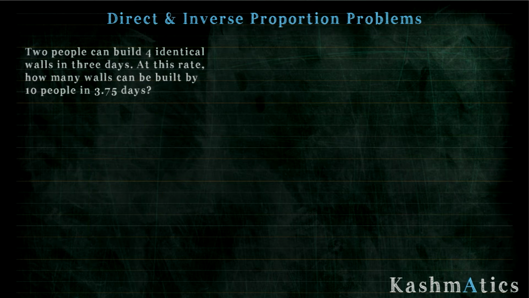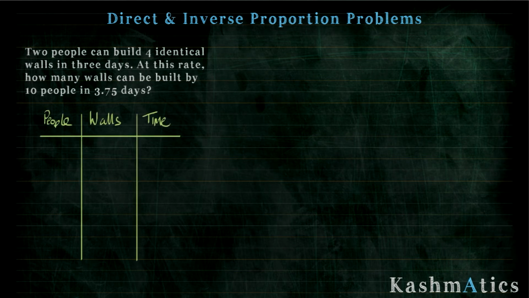Right, next question. 2 people can build 4 identical walls in 3 days. At this rate, how many walls can be built by 10 people in 3.75 days? So just like before, I've got to keep track of 3 different things here. I need to know the number of people, the number of walls, and the time it takes. So let's fill in the information we've got. So we've got 2 people, and they can build 4 walls in 3 days.